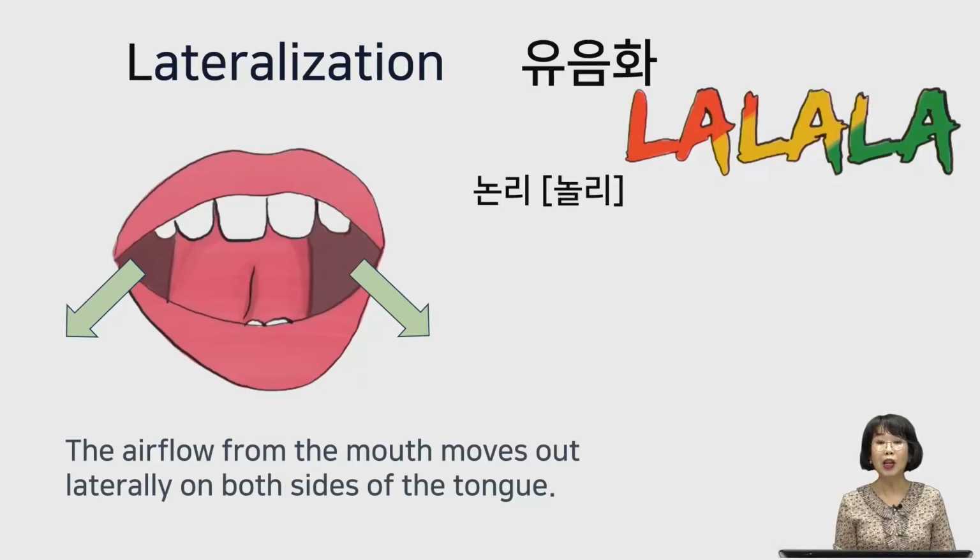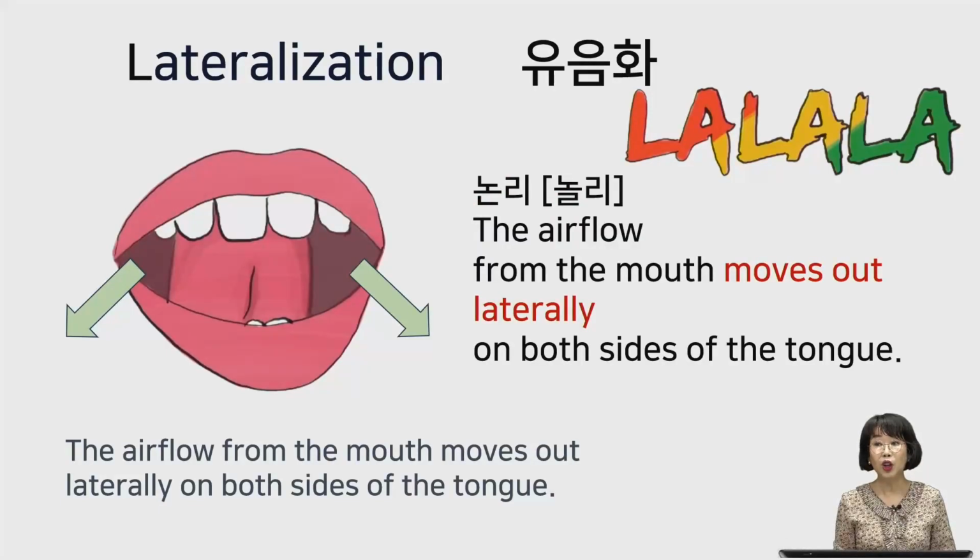논리, 논리. When you read these words separately, one by one, 논리. When you try to read it naturally, ㄴ changes to a ㄹ sound. The airflow from the mouth moves out laterally on both sides of the tongue. 논리, lateralization. ㄴ changes to a ㄹ sound under the influence of ㄹ.